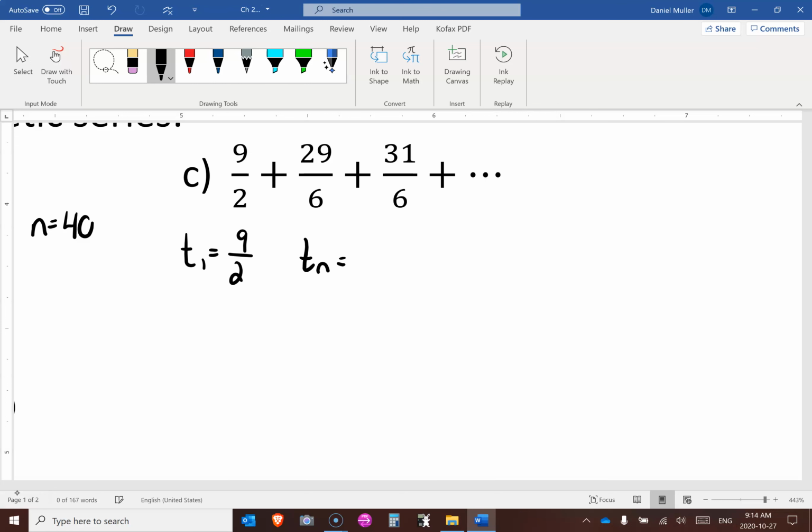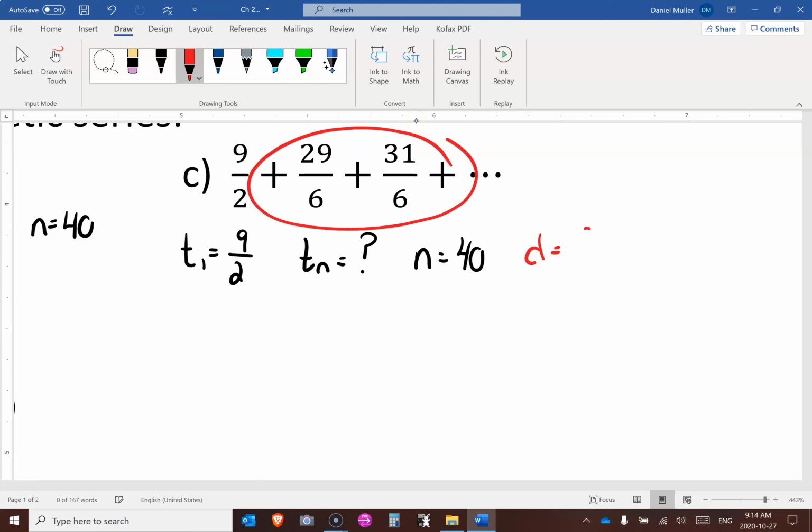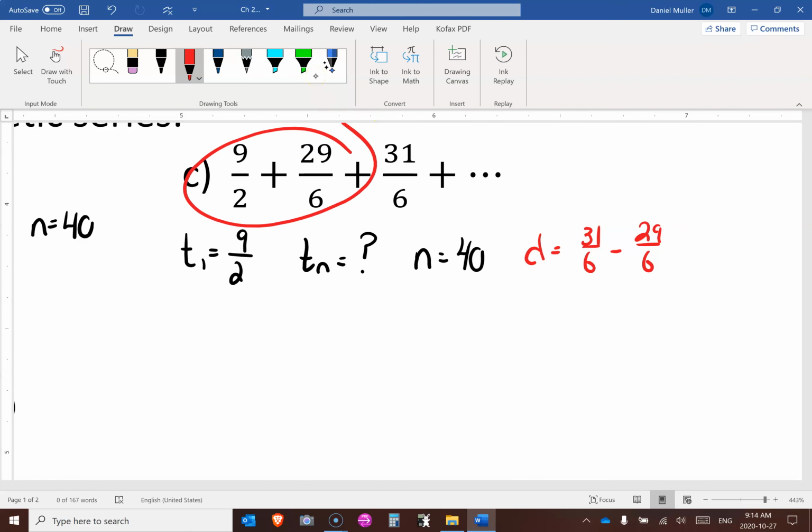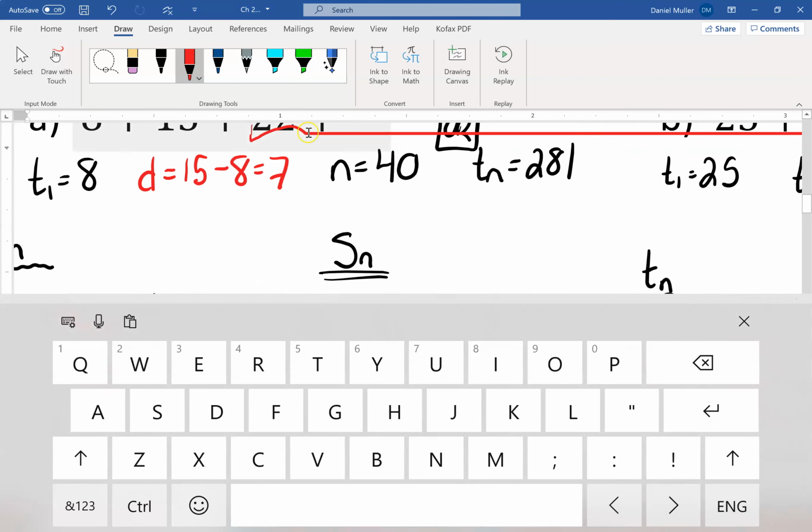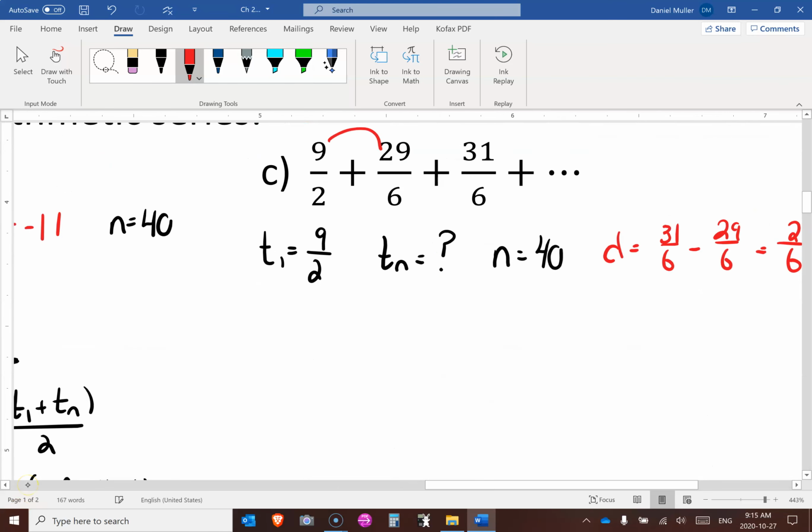Tn, last term, do not know. The number of terms, 40. And then I need my D, which is, I don't know what it takes to jump from here to here, well, I can look from here to here. So that's what I'll do, actually. I'll go 31 over 6 minus 29 over 6. So why don't I subtract these two? Well, because then I need a common denominator. And here I don't need one. So the difference between these, 31 minus 29 is 2 over the common denominator of 6, which is the same as a third. So apparently we are adding a third to get from one to the next. So a third here, and then a third to here.